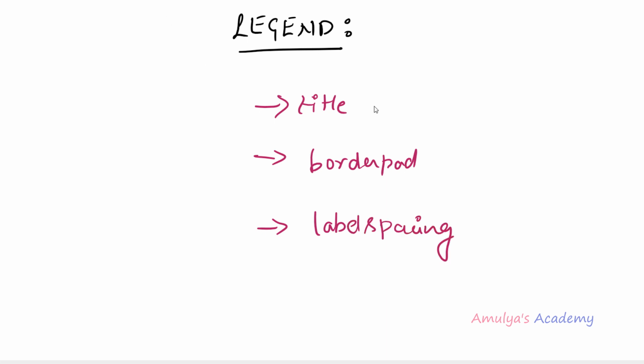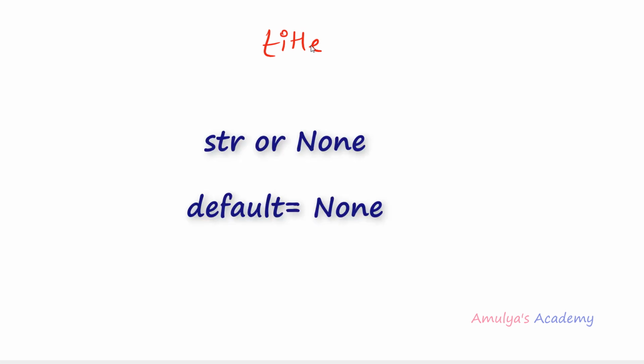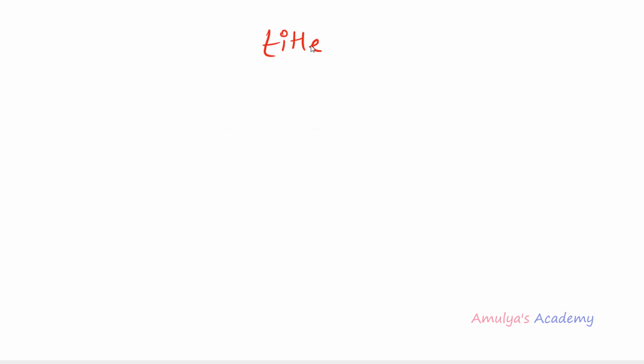So first we'll discuss about the title keyword argument. This title keyword argument helps us to set a title to the legend, and this keyword argument takes None or a string as the value. String is nothing but the title. Whatever title you want to give to the legend, you can mention that. And if you take title as None, that is the default value, then the legend won't contain any title.